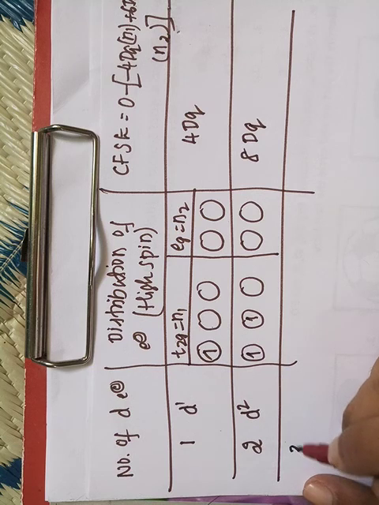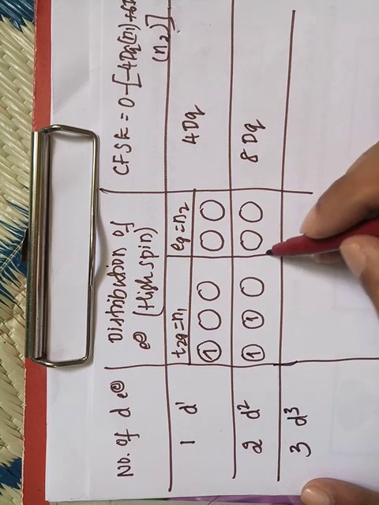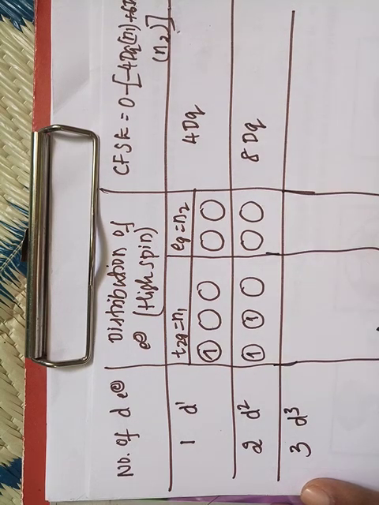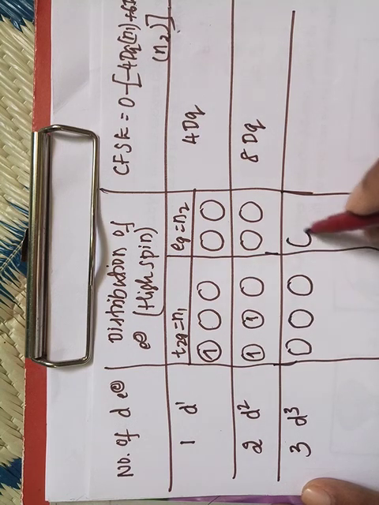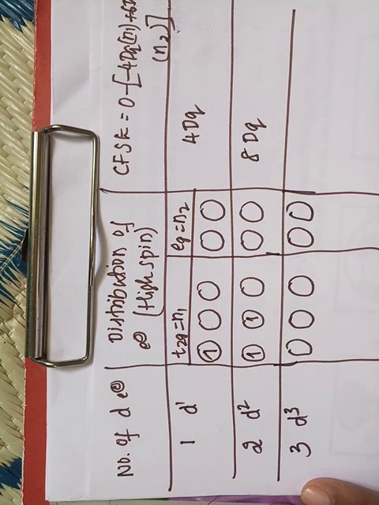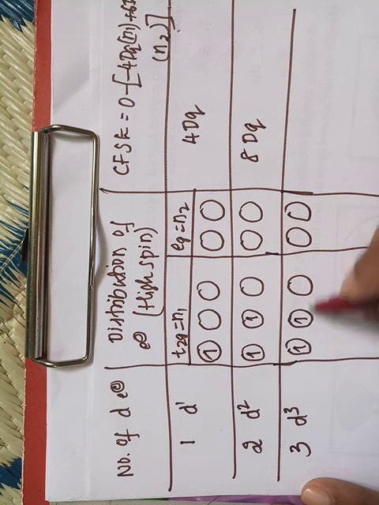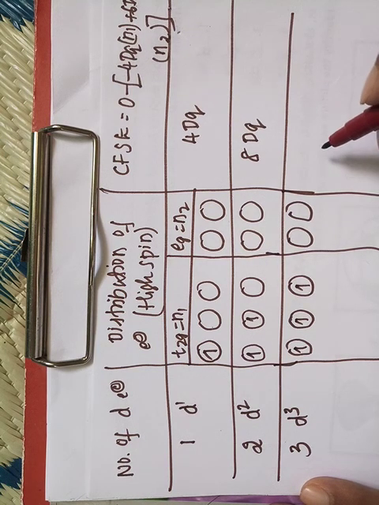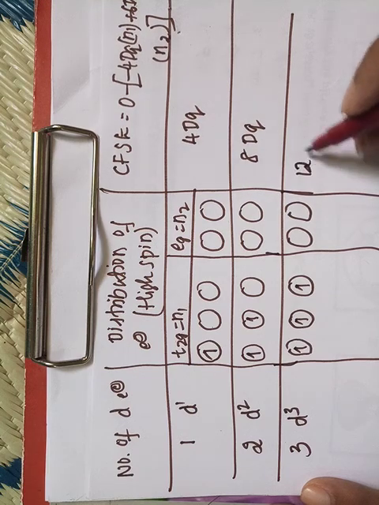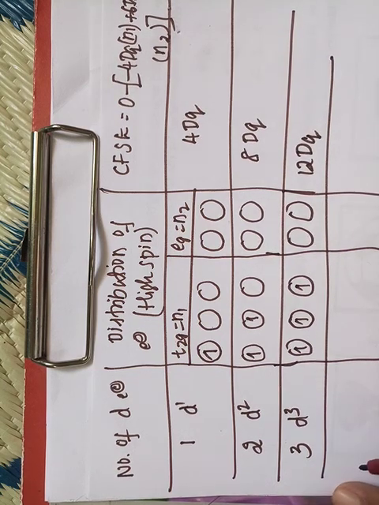One more example. If the system has 3 electrons, it is called a d3 system. We have 3 orbitals in the t2g and 2 in the eg. These 3 electrons will occupy the 3 lower energy t2g orbitals. If you calculate the CFSE, you will get 12 Dq.